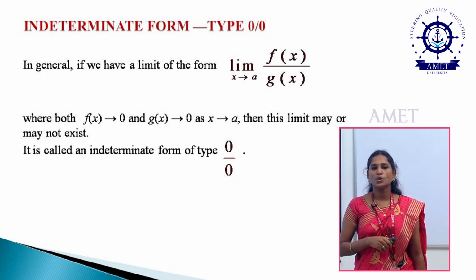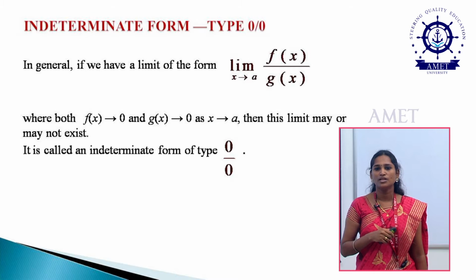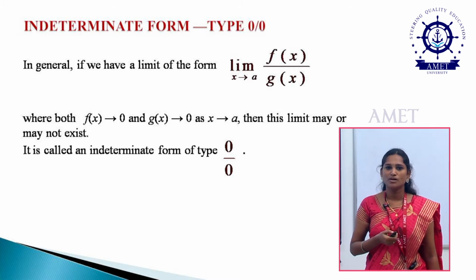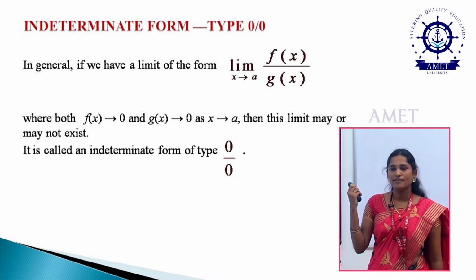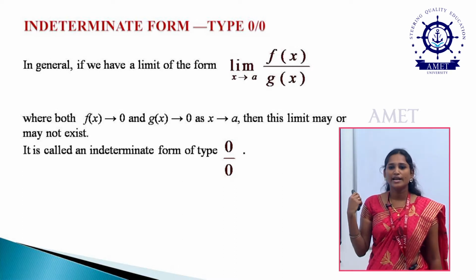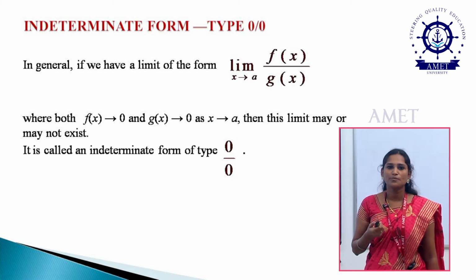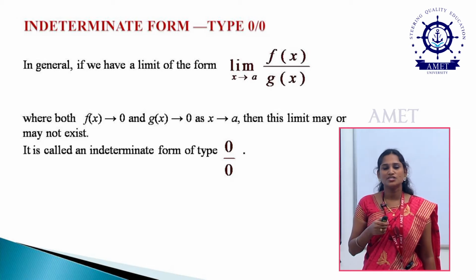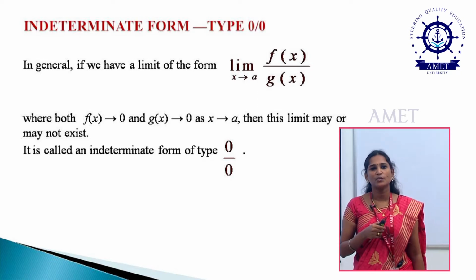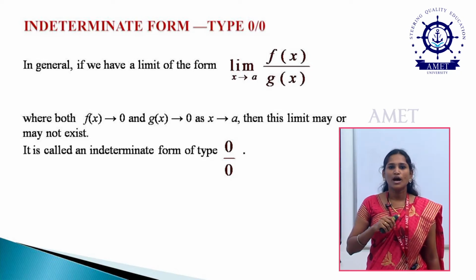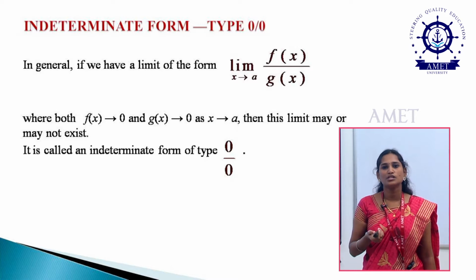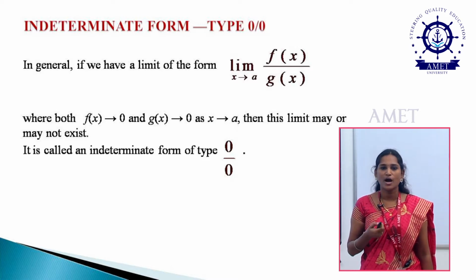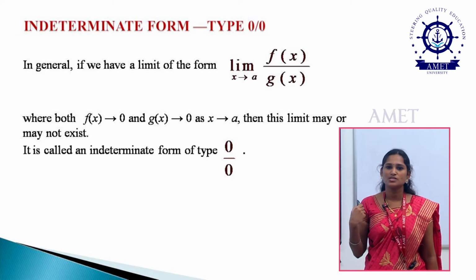For the 0 by 0 form, as you already know, we use the L'Hospital rule. The numerator function f of x, differentiate one more time; the denominator g of x, also differentiate one more time. After differentiation, substitute the limit value x in the numerator and the denominator. You have to check whether it is again 0 by 0 or not. Suppose it is 0 by 0 form, then again differentiate the numerator and the denominator one more time. Continue this process.